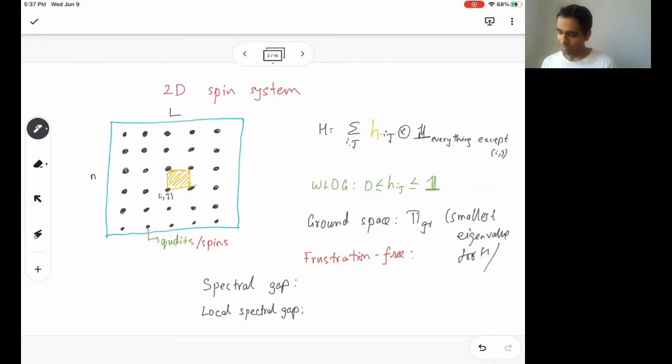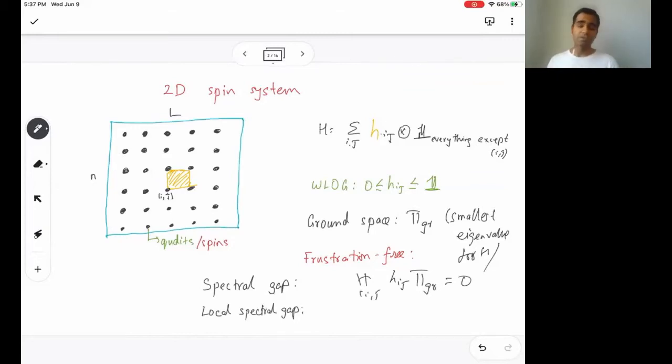Now, there is another assumption that has been made very regularly for a long time, which is the frustration-free assumption. What it means is that the Hamiltonian terms Hij have the property that for all i and j, the Hij have the ground space as their zero eigenspace as well. So each Hij could have more eigenspaces with eigenvalue 0, but the ground space is included in that.